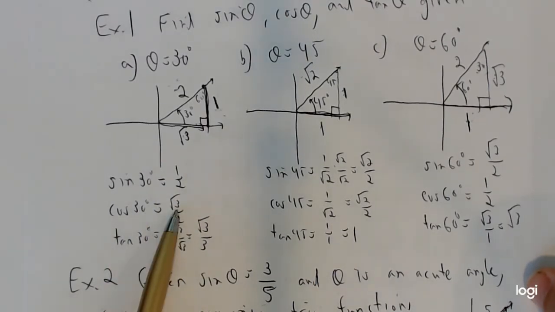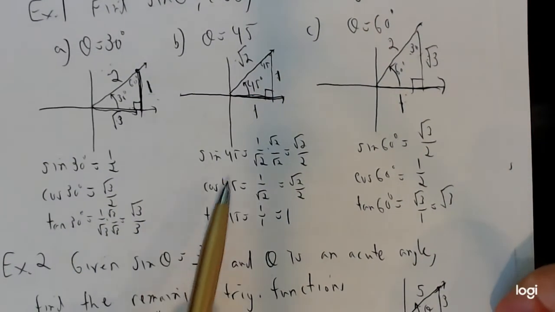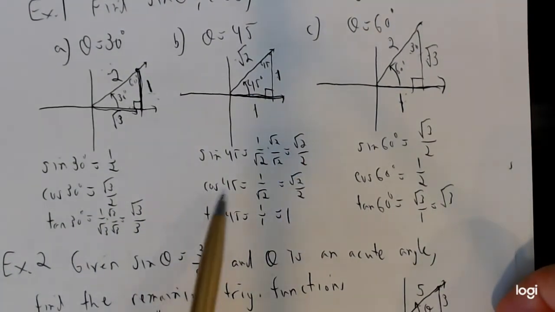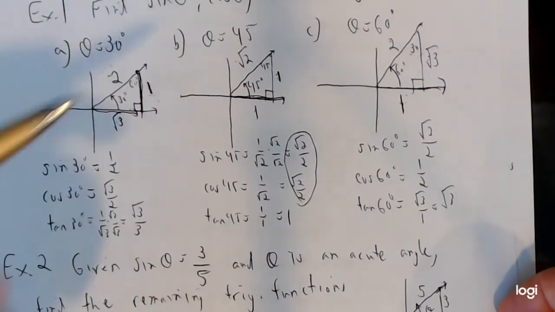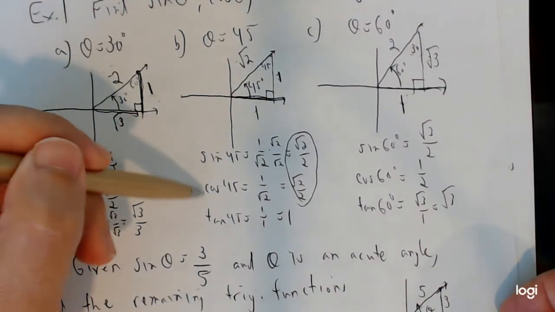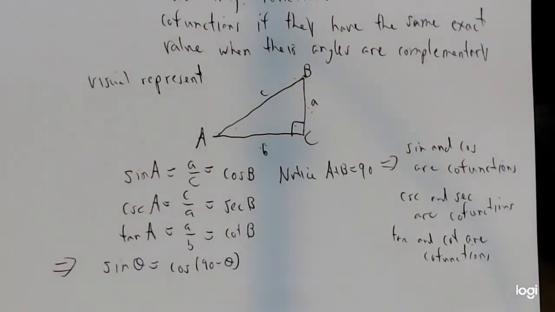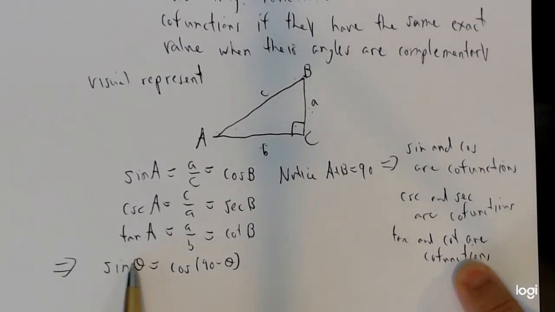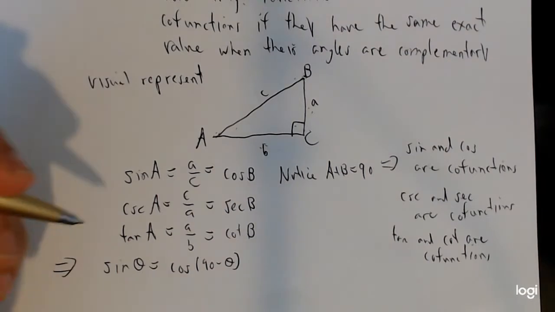They're clearly not equal. However, look at 45 degrees. Sine of 45 is rad 2 over 2. Cosine of 45 is rad 2 over 2. Is it a coincidence that they're the same value? Of course not, because notice how 45 plus 45 is 90. So in that instance, they end up being equal. But I'm not by any means saying sine and cosine are always equal. The only time they'll be equal is when their angles add up to 90 degrees. Okay? That's when sine and cosine end up being equal.